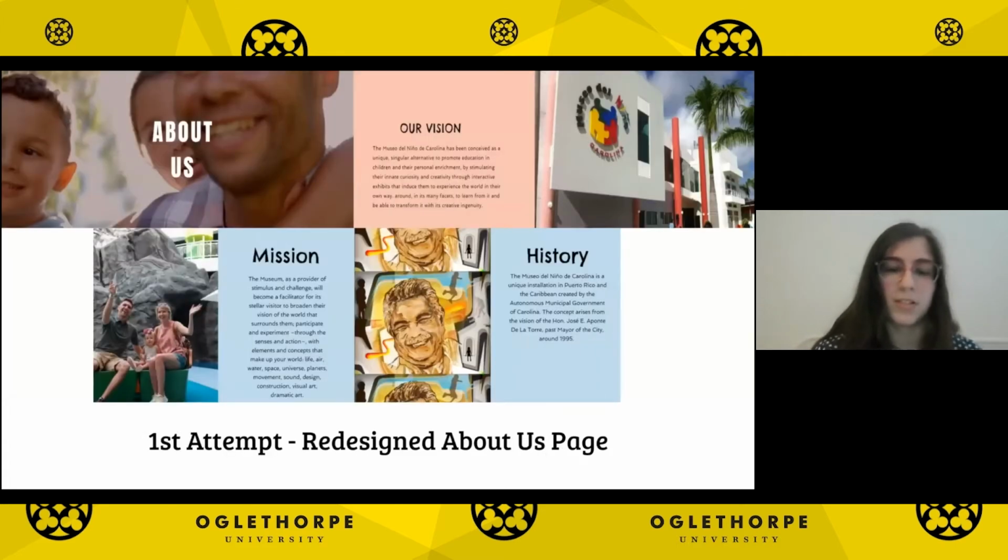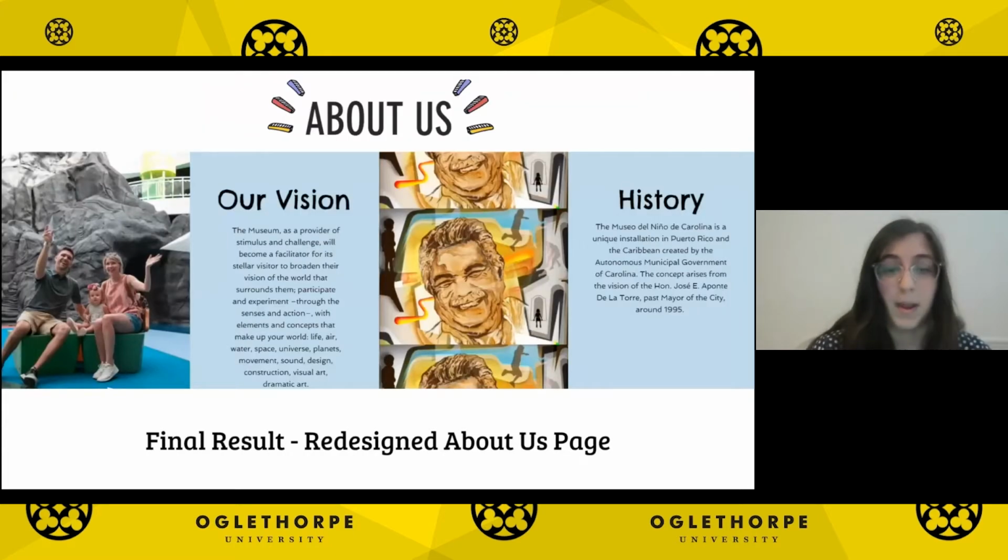So this was my first attempt. Redesigned the About Us page. So again, this was its own page. And I felt like even in the original Museo del Nino website, there was just a lot of information that was a bit redundant. So in my final result one, I really just condensed it. I kept some of the same elements about my first attempt because I thought they worked out, but I just made it smaller because really they all just kind of said the same thing.